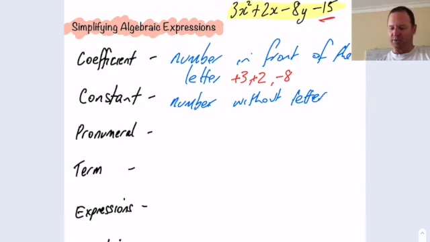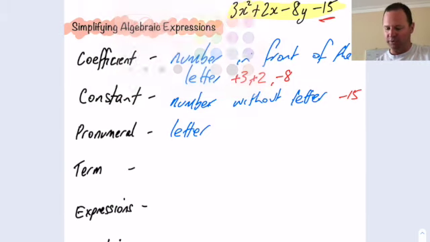The pronumerals are just as simple as the letter. So in that case, the pronumerals are going to be x and y. Even though x is squared, the pronumeral is still the x letter there.